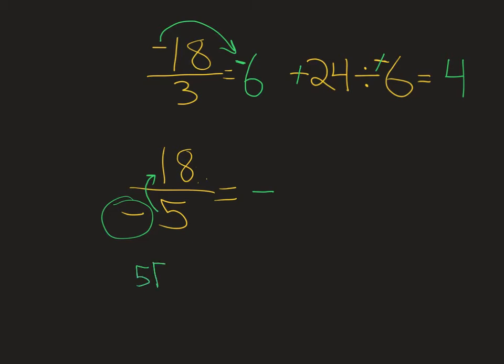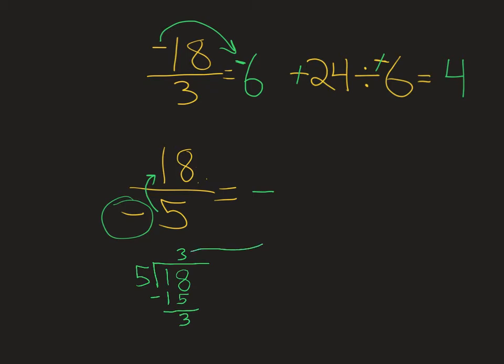I'll write this up in the long division format. So we ask ourselves, how many groups of 5 will fit into 18? The answer is 3. When we take those 3 groups of 5 out of the 18, 3 times 5 is 15. We take them away from the 18. There's 3 left over as a remainder.